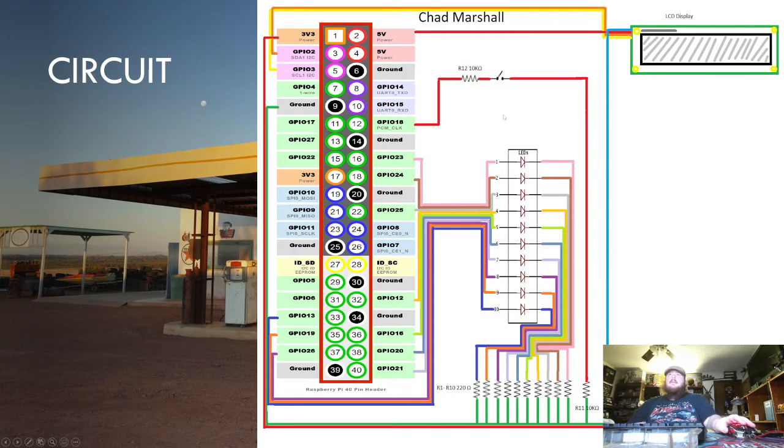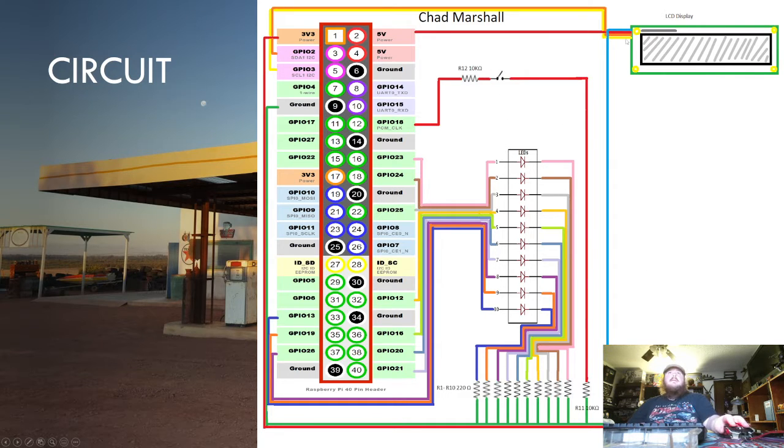So here is the circuit diagram. As you can see here, we have the LED bar graph, and each node here is connected to a 220 ohm resistor, and then those are subsequently connected to ground, and each of those is connected to their respective GPIO ports. Similarly, we have a switch here. Both ends of the switch are connected to a 10 kilo ohm resistor, and that's connected to ground and also to its respective GPIO port.